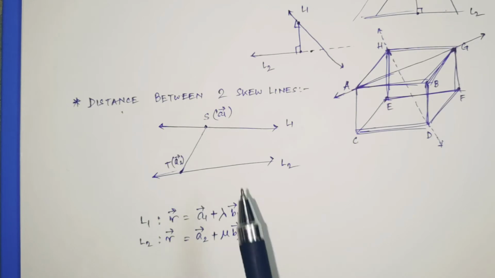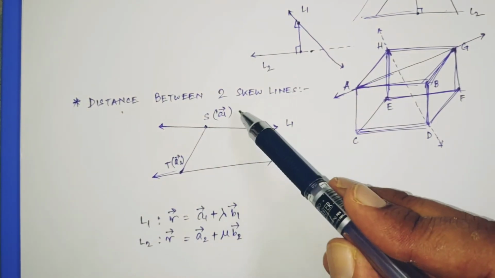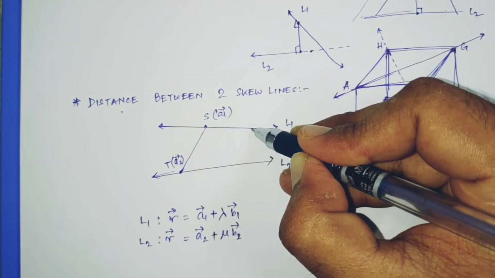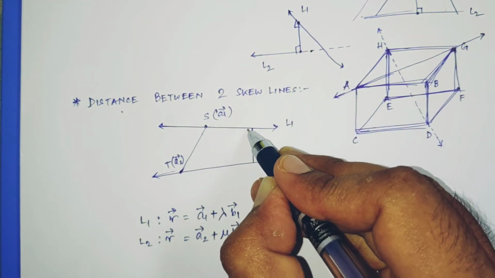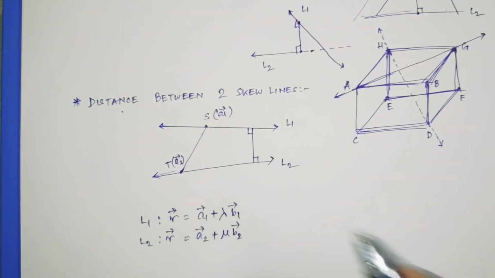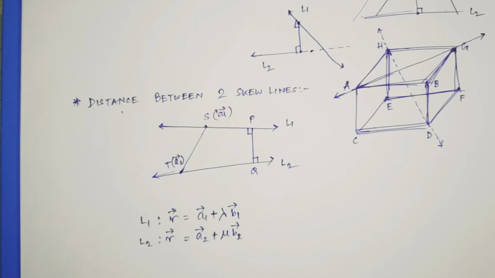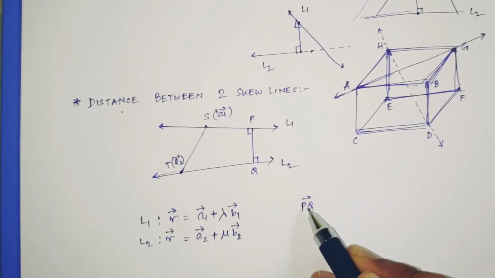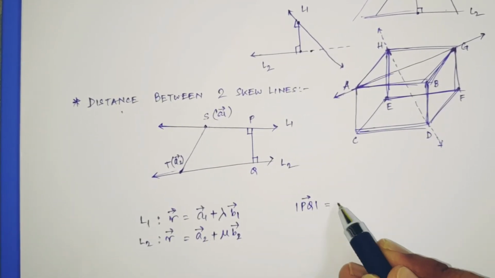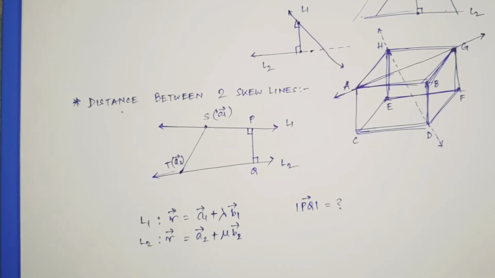Okay, so these are the facts which are given, and what we need to find is the distance between them. And I already told you the distance between two skew lines is the line segment which is perpendicular to both line L1 and line L2. Clear? So this has to be the perpendicular line. Let us give it the name PQ. So we actually need to find the magnitude of PQ vector. This is the thing which we need to find.